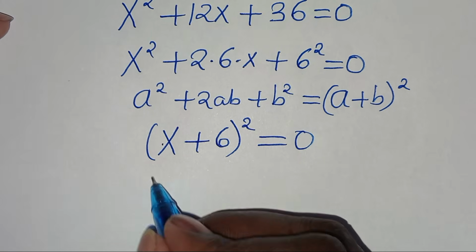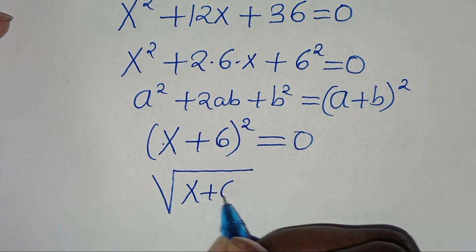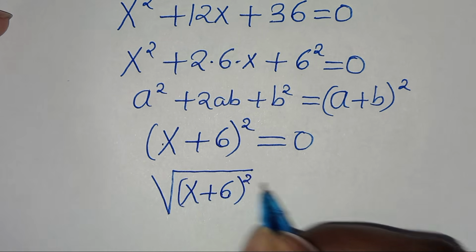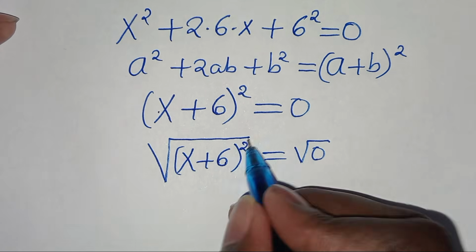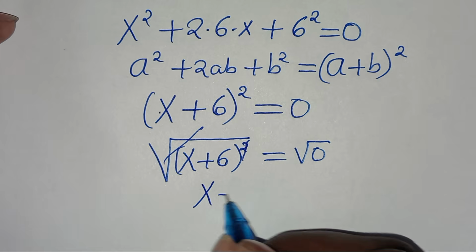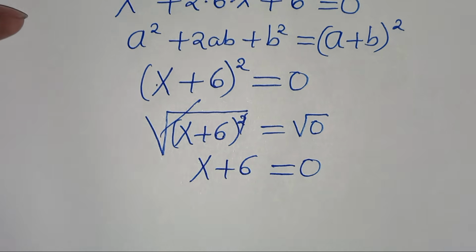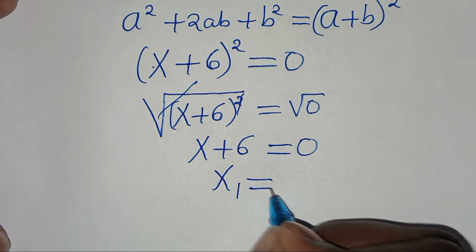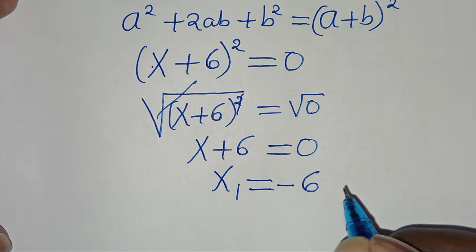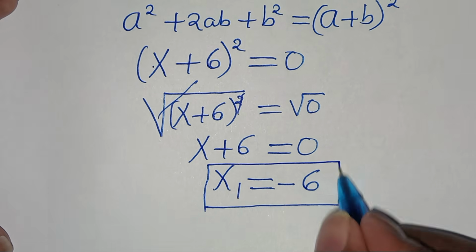Now, introducing the square root sign on both sides, this is the square root of x plus 6 raised to the power of 2. This is equal to the square root of 0. So here this means we have x plus 6 equal to 0, and this implies that we have x1, which is equal to minus 6.